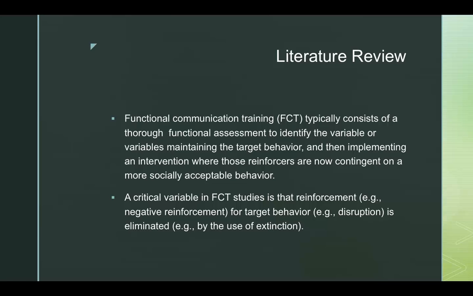Then you implement an intervention where those reinforcers, that is, being able to escape, are now contingent on a more socially acceptable behavior. So the steps are, you're doing a functional analysis, then you're following that with training a functional communication response. Let's say it's asking for a break, or if the person isn't verbal, giving them a break card and handing you a break card, which means they get a break from the activity. And then you would reinforce that. Okay, so everybody clear on this?